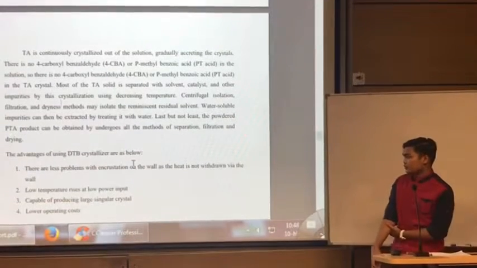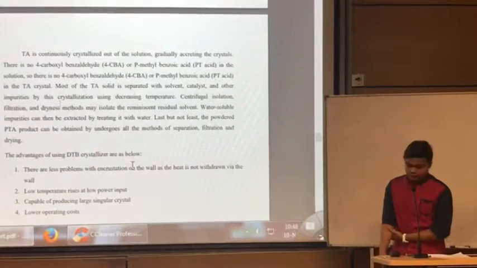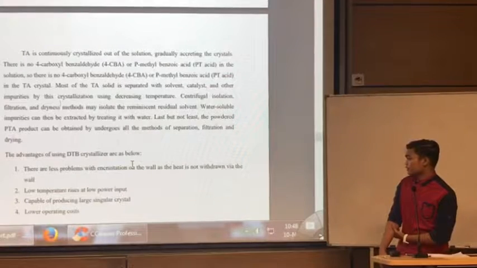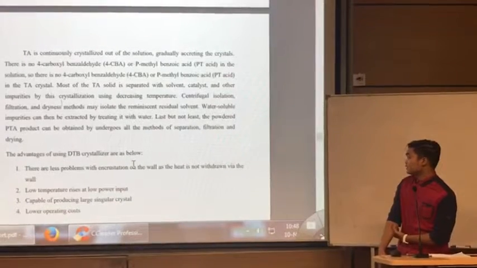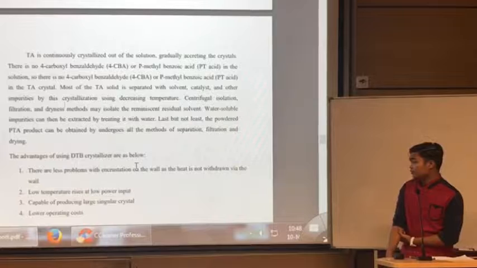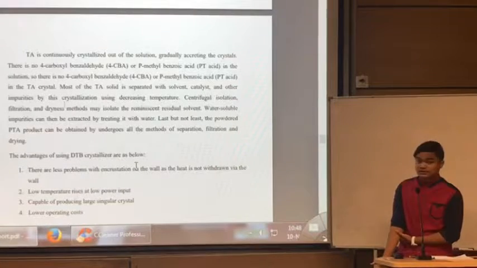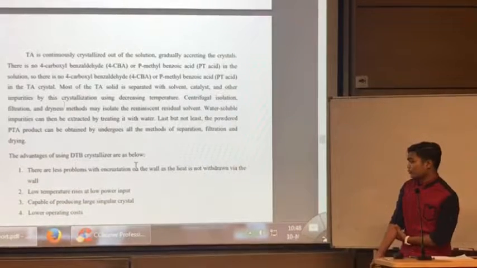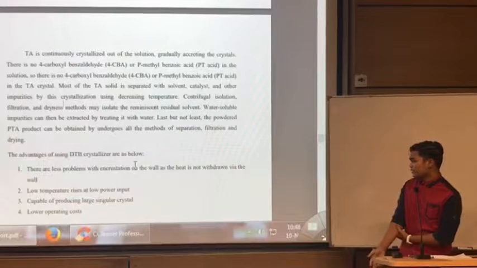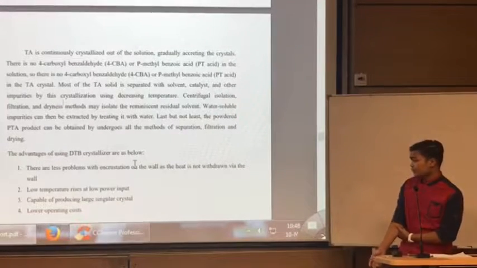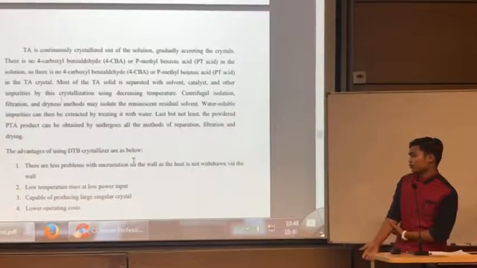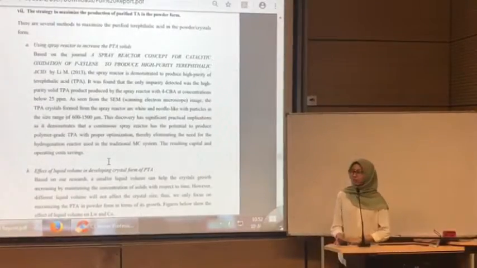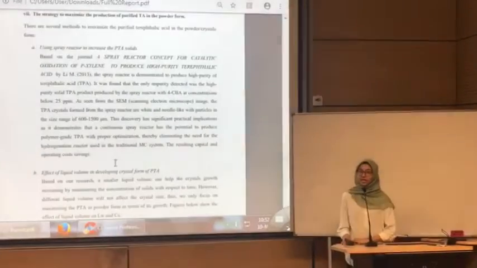So why did we choose the DTB crystallizer? There are fewer problems with incrustation on the wall, as the heat is not withdrawn via the wall. DTB also has low temperature rise at low power input. It is also capable of producing large singular crystals. DTB can also be operated at low operating cost. Now, the strategy to maximize the production of PTA in solid form.